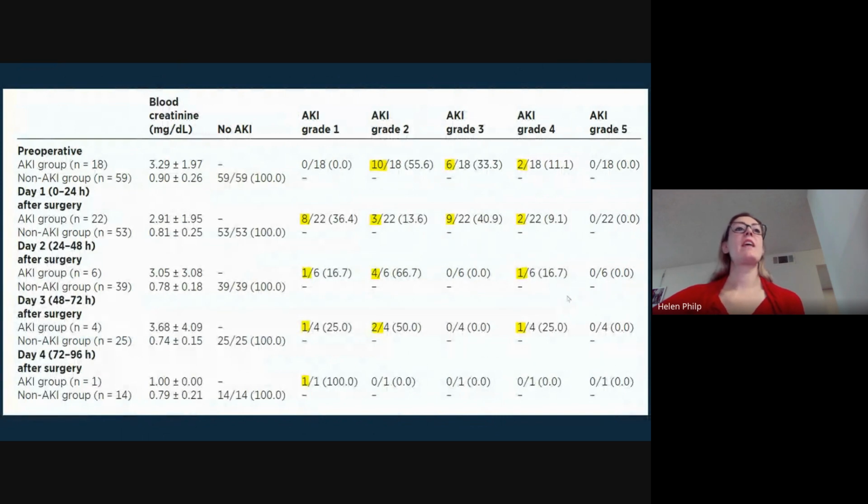And this is just a table that they showed in the paper, giving you an idea of the timing of AKI and the grades of AKI as well. So the majority being either preoperative or a day post-surgery, anywhere between grades 1 to 4.